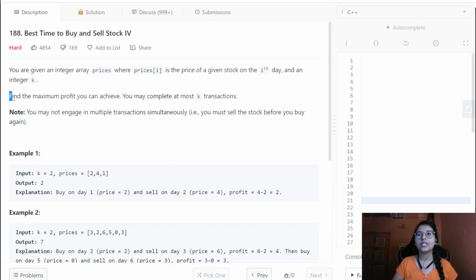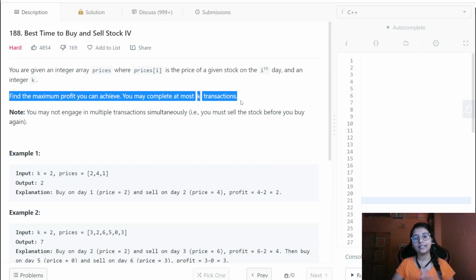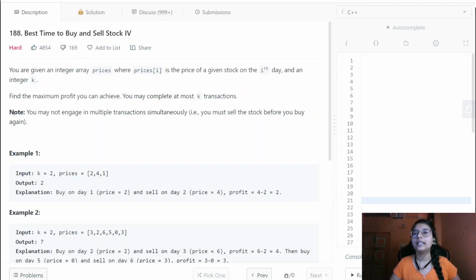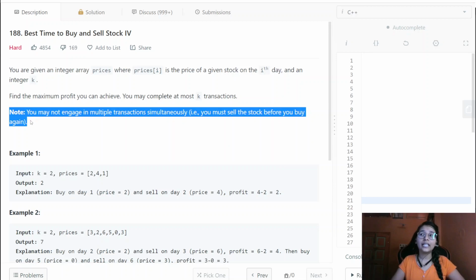What the question wants is to find the maximum profit you can achieve. You may complete at most k transactions. So at most k transactions we can complete, but yes, we can also complete fewer than that, but not more than k. Then it says you may not engage in multiple transactions simultaneously, that is, you must sell the stock before you buy again. So whatever stock we are holding, we are required to sell it, and then only can we buy a new stock.